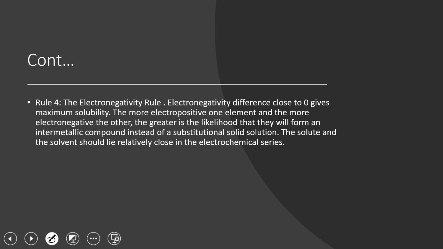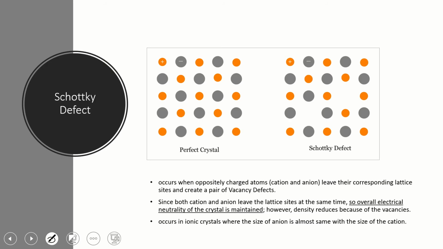And the last rule is the electronegativity rule, which means that a difference in electronegativity close to zero gives maximum solubility. The more electropositive one element and the more electronegative the other, the greater the likelihood that they will form an intermetallic compound instead of a substitutional solid solution. The solute and the solvent should lie relatively close in the electrochemical series. That one is pretty straightforward. We can move on.